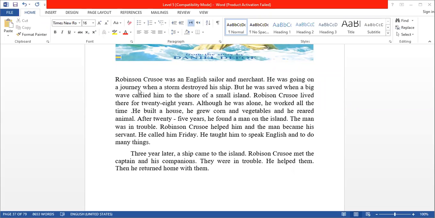He was going on a journey when a storm destroyed his ship. Journey here is an act of traveling from one place to another. It was a sea journey. Storm here means very bad weather with strong winds and rain, and often thunder and lightning. Okay. Storm destroyed his ship.